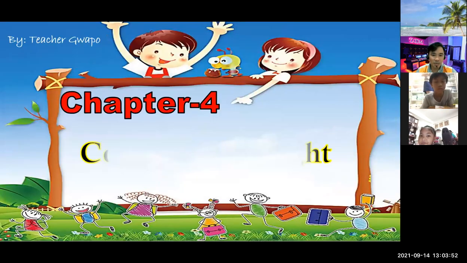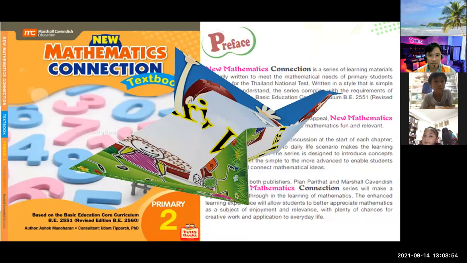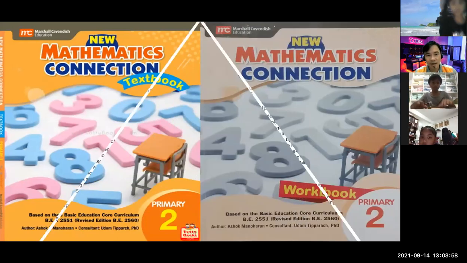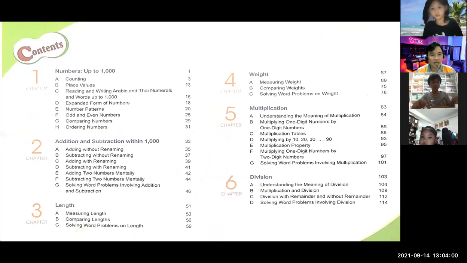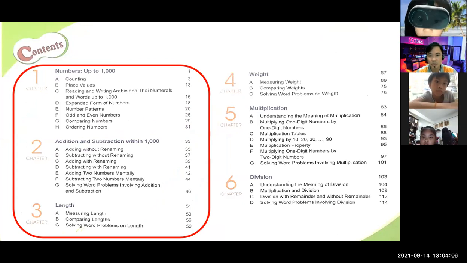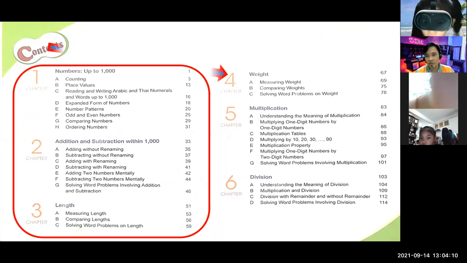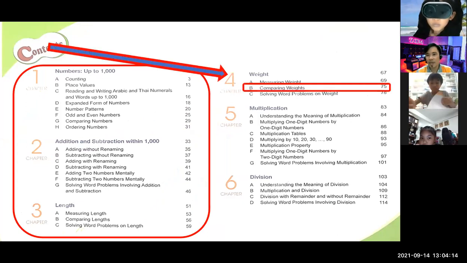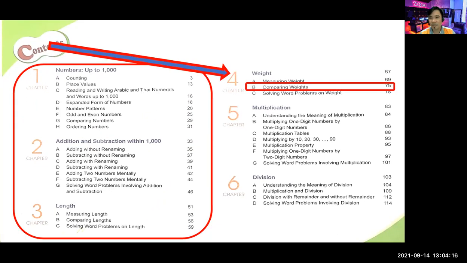Okay, so chapter 4, comparing weights. This is the book that we are using, the textbook, and this is the workbook that you have there. So now we are done already with chapter 1, chapter 2, and chapter 3. If you haven't watched these, you can watch them on my YouTube channel. Just type Teacher Gwapo in YouTube. So now we are in weight, and in letter B, comparing weights.